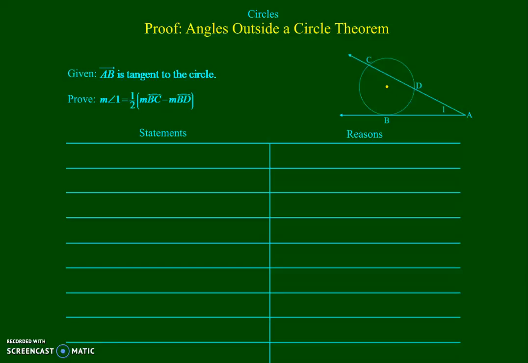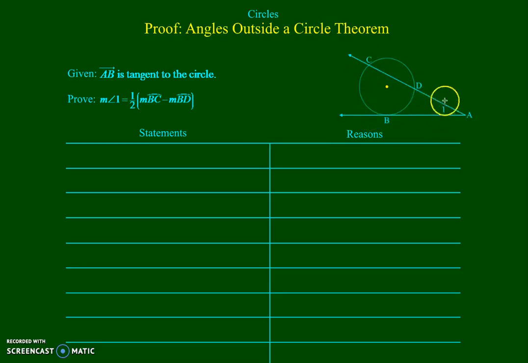This is part 9 of the series Circles, and in this part I'm going to continue with the two remaining cases of the angles outside a circle theorem. In the last part we ended with the two tangent case, and in this part we're going to start with a proof of the secant tangent case.